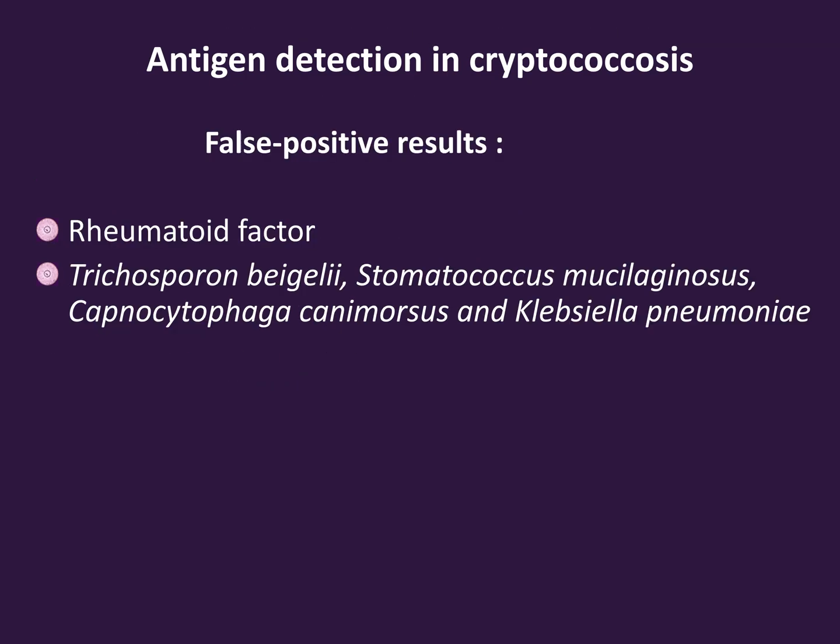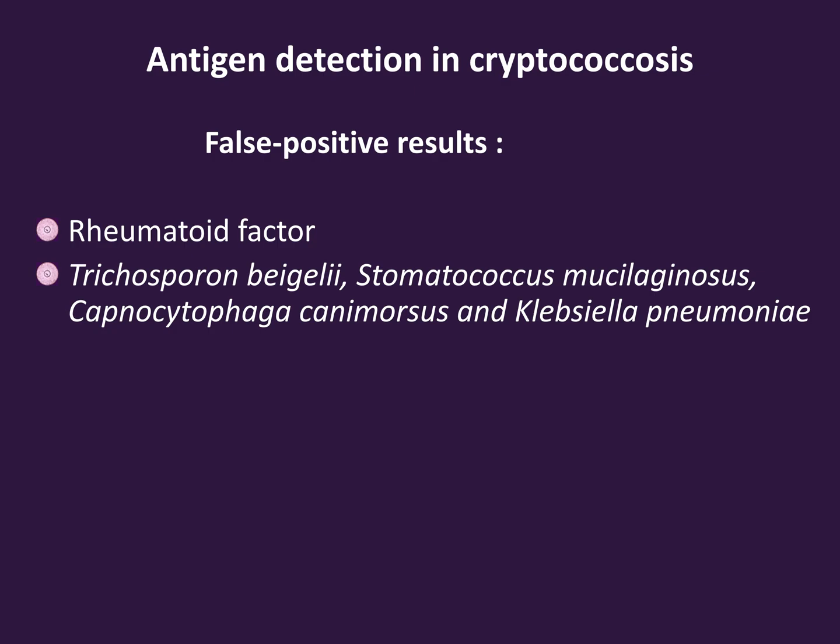False positive results can be obtained in the antigen detection in cryptococcosis by the presence of rheumatoid factor, Trichosporon infection, Stomatococcus mucilaginosus, Capnocytophaga canimorsus, and Klebsiella pneumoniae.